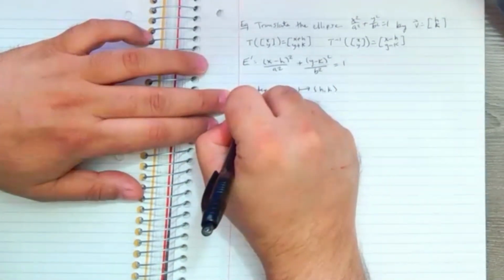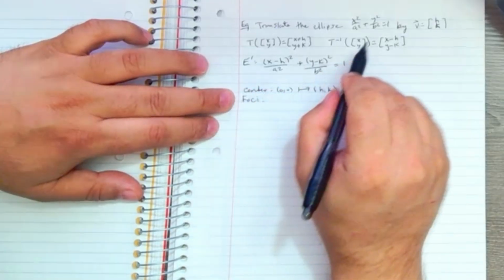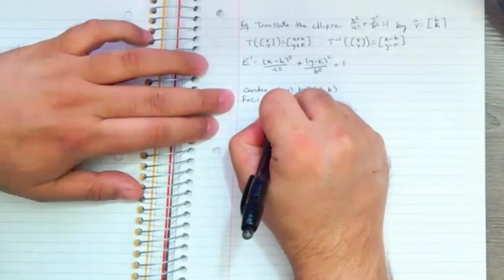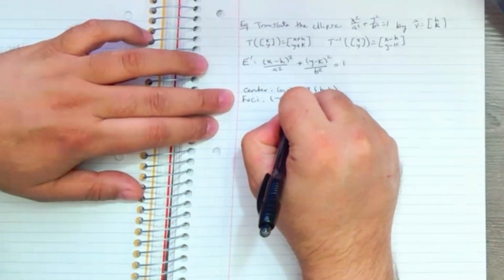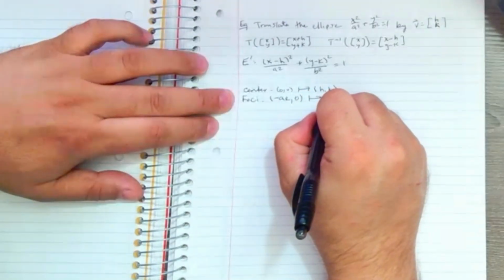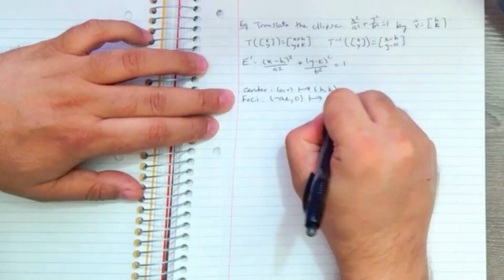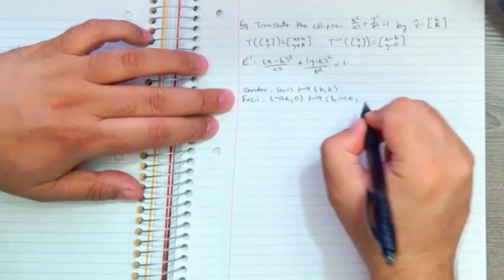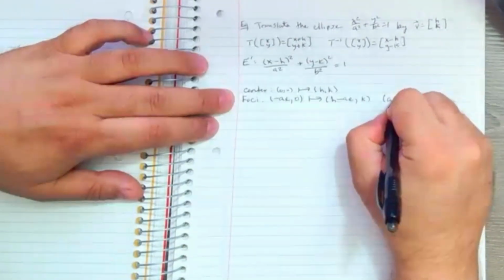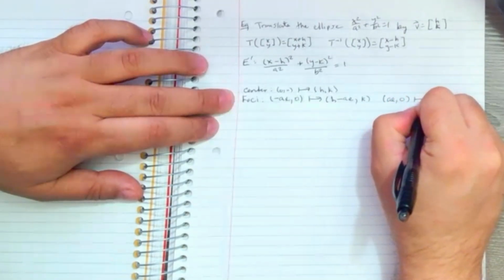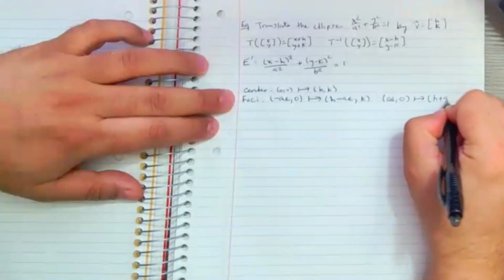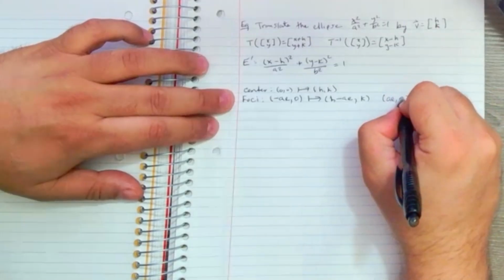The foci: one of the foci of the original equation is the point negative a times the eccentricity e, 0. This point is translated to the point h minus a times e, k. And the second focus, a e, 0, is translated to the point h plus a times e, k.